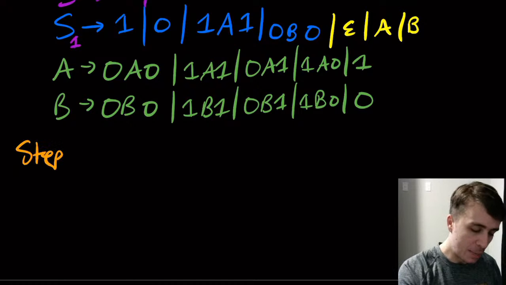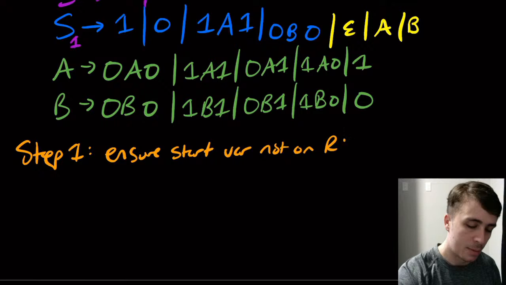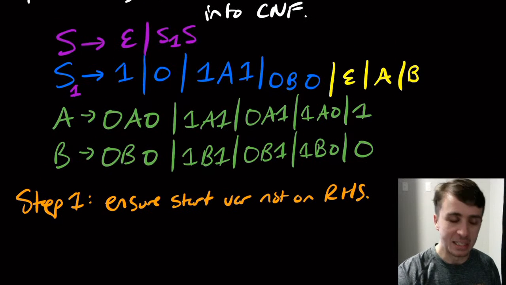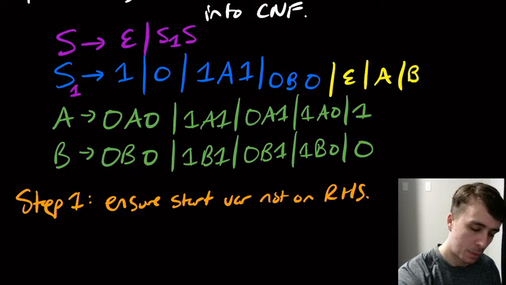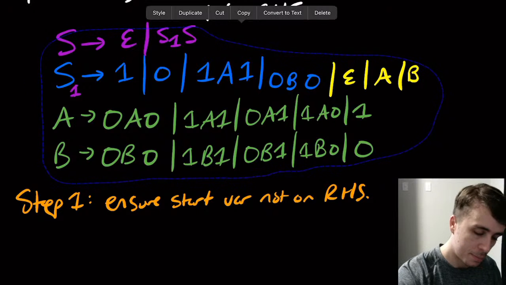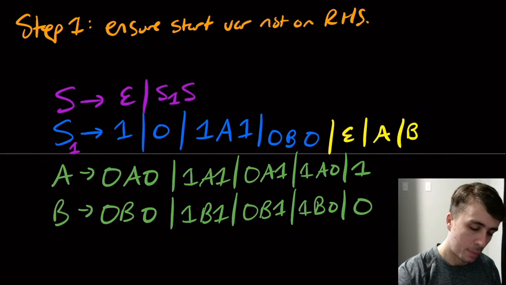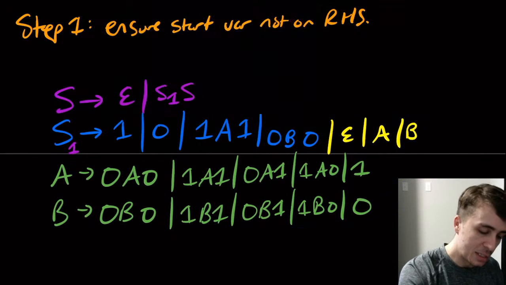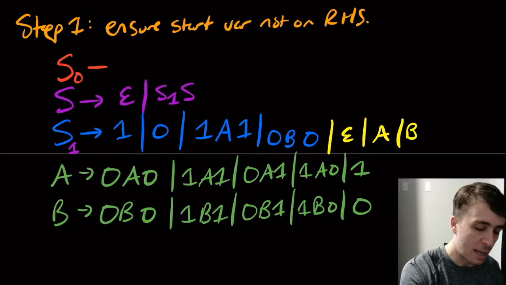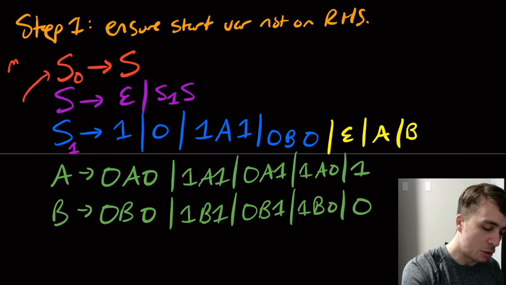The first step is to ensure the start variable is not on the right-hand side, which it clearly is in this case because there is a start variable here. So what I'm going to do is literally copy and paste this grammar down. I'm going to paste it down here. And the way that we'll fix this is that I'm going to add a new start variable I'm going to call S0, which is going to go to the original one. So this guy right here is the new start variable.